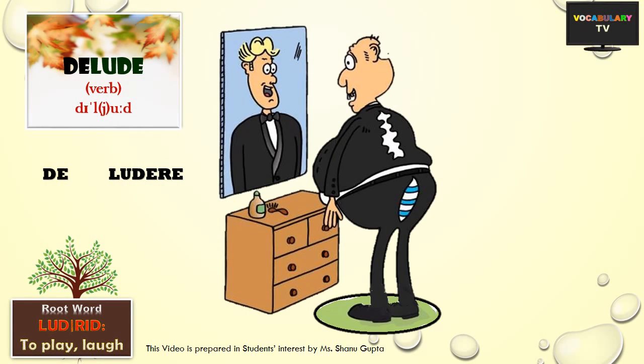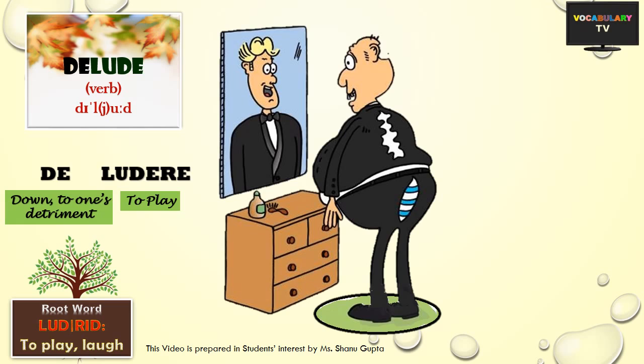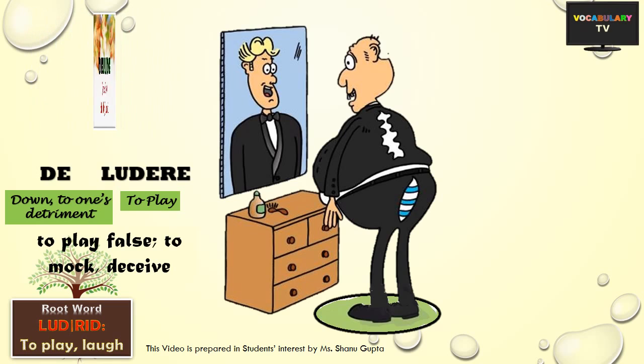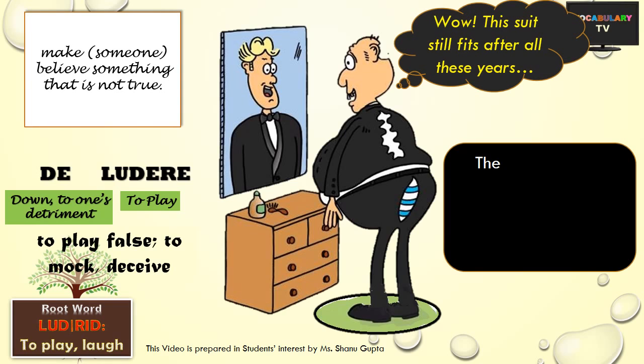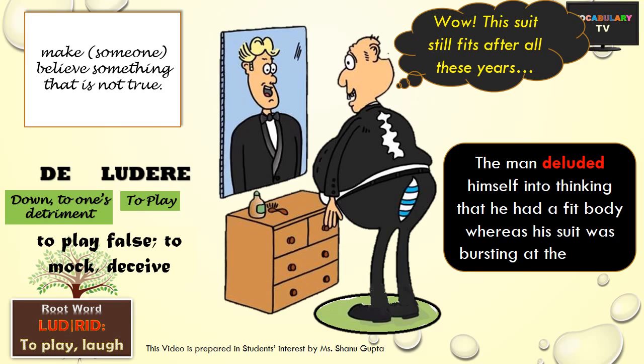The next word derived from Lud is the word delude. Delude literally means to play down to one's detriment. It is used in the sense to play false, to mock, or deceive. In simple words, to delude is to make someone believe something that is not true, and that someone might very well be yourself. For instance, look at this man gazing at his reflection in the mirror and exclaiming, "Wow, this suit still fits after all these years." The man deluded himself into thinking that he had a fit body, whereas his suit was bursting at the seams.